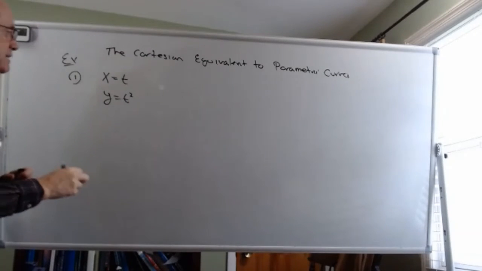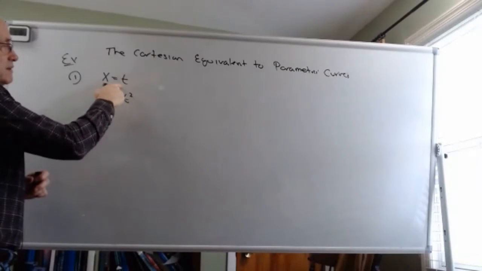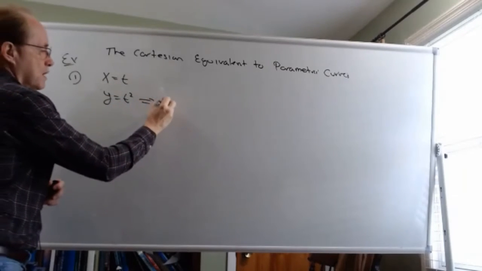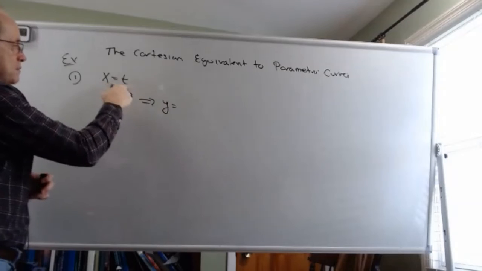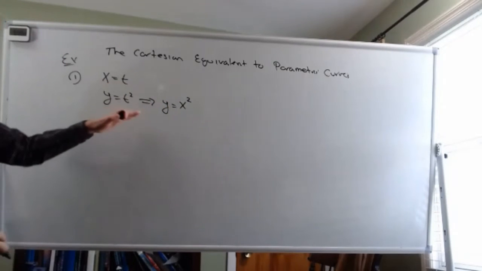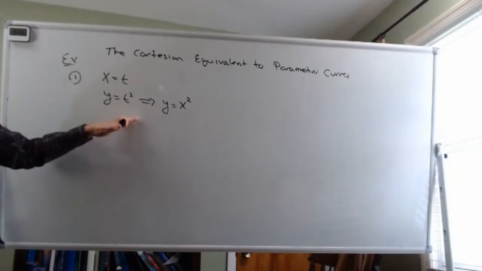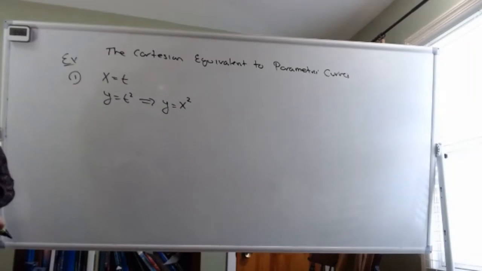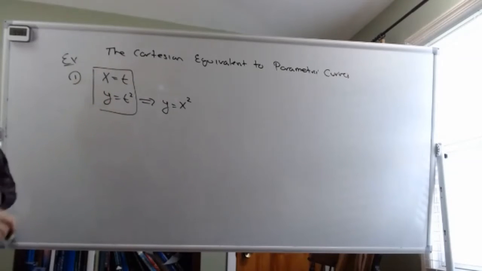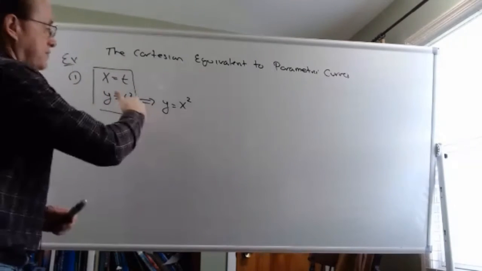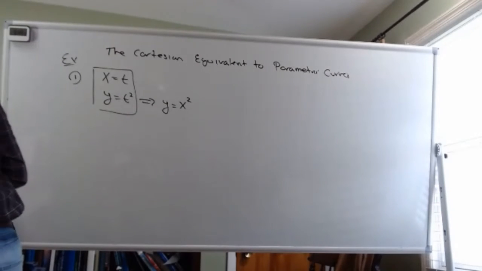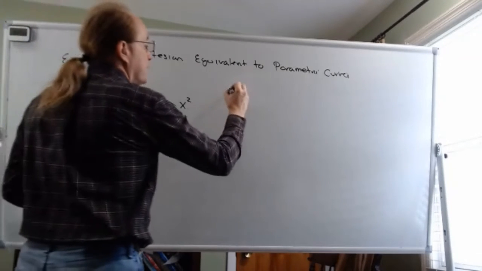Well, this is relatively easy because everywhere I have a t, I can replace it in x. So I can use that over here. y is equal to, well, t is x, so it's equal to x squared. So this is the equivalent representation of the parabola, written in parametric form as well as Cartesian form. So some are simple like that. Some might be a little more complicated. Let's take a look at this.